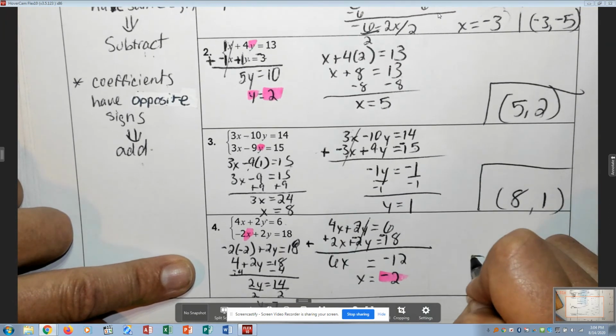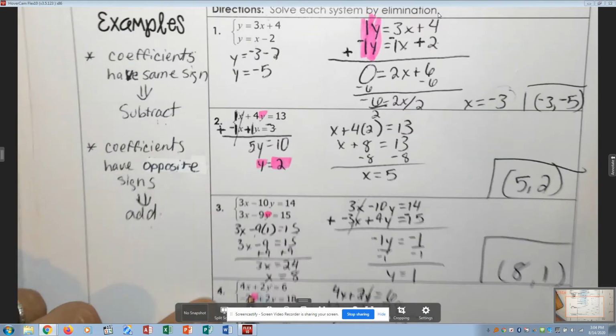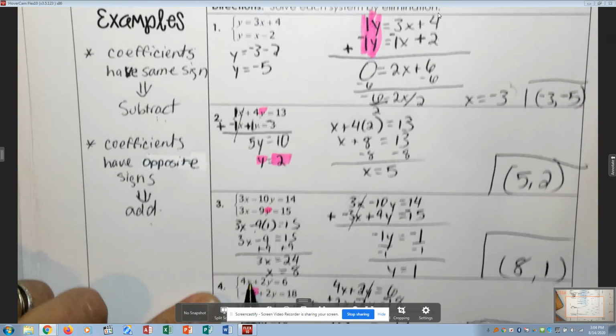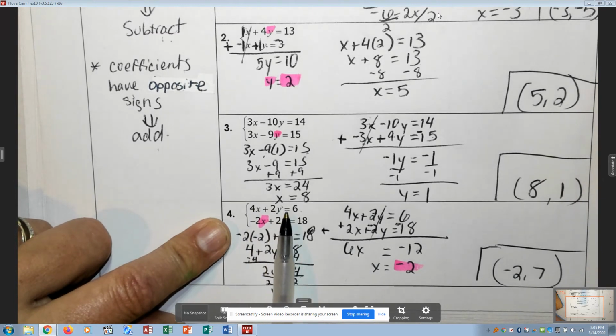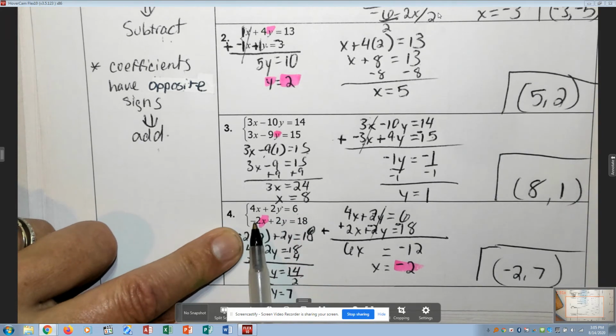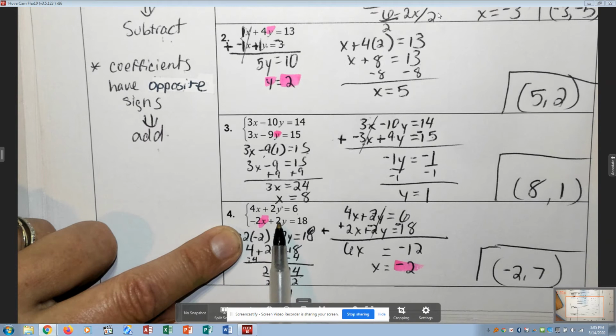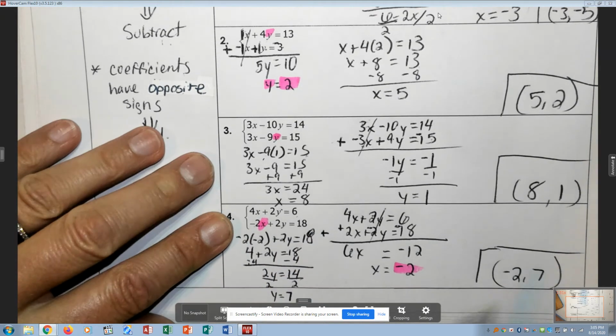And then let's test it. So 4 times -2 is -8. -8 plus 14, because 2 times 7 is 14, equals 6. Yes. -2 times -2 is +4. +4 plus 14 would be 18. So yes, that is correct.